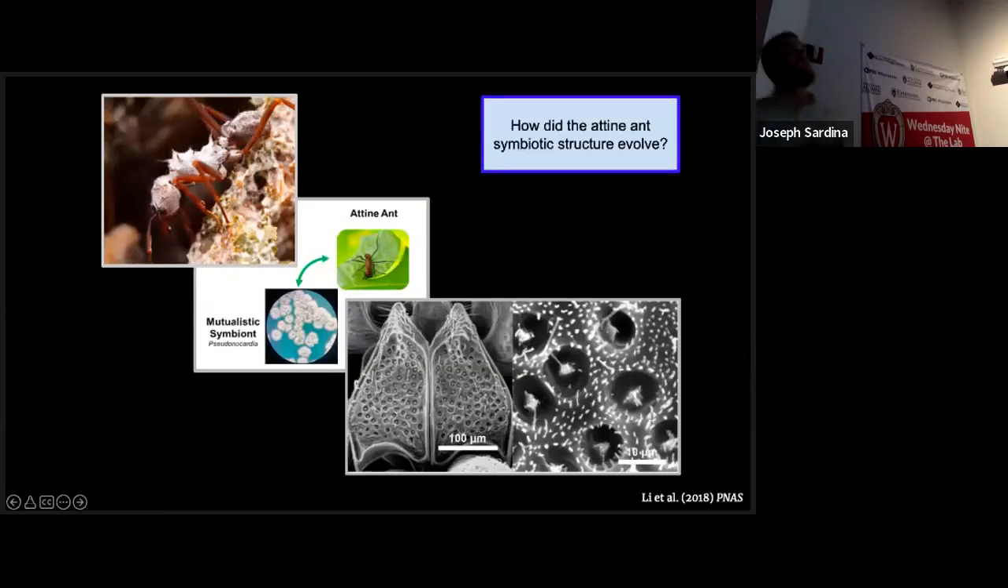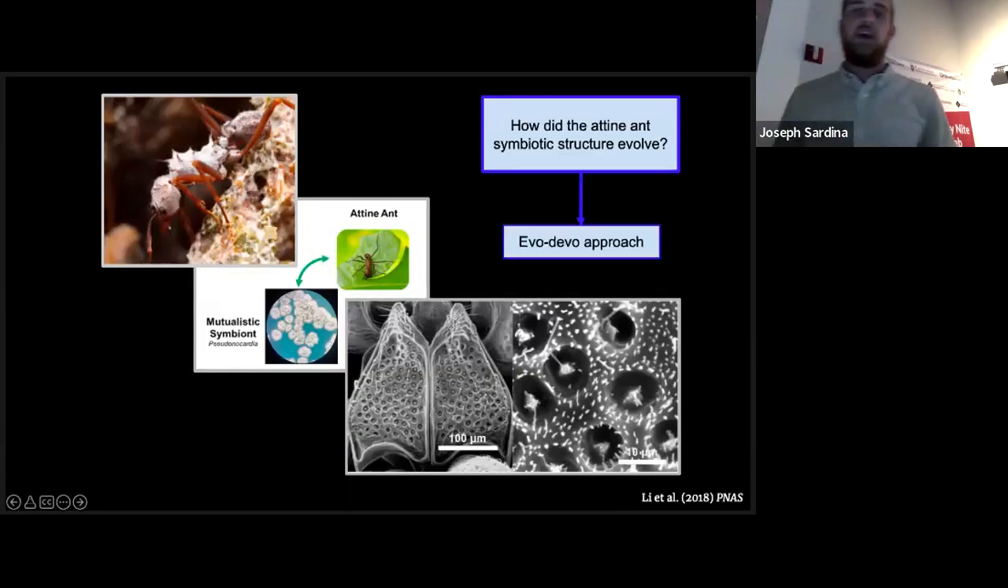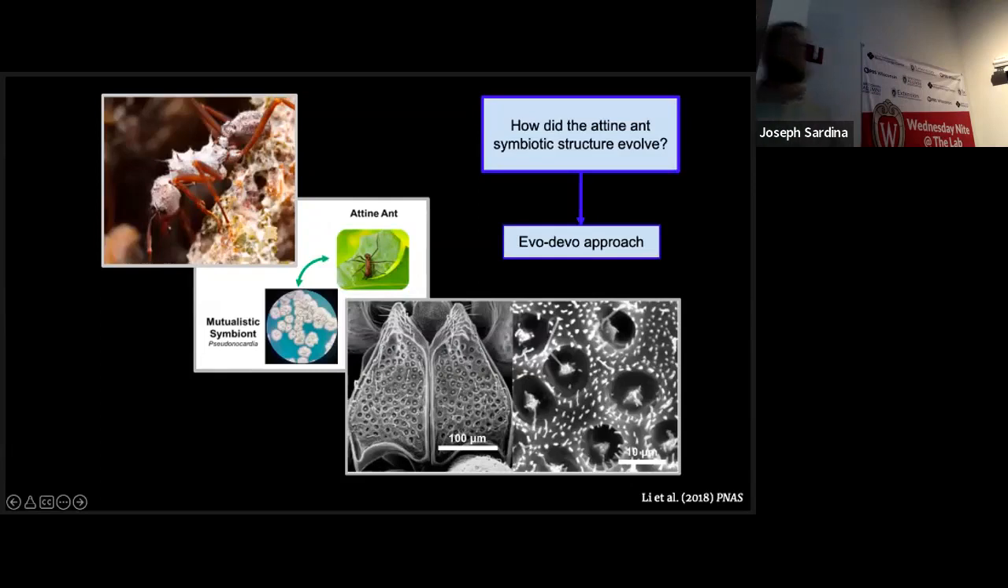So it's this symbiotic structure that I focus on for my research, and particularly try to answer this question of how did the attine ant symbiotic structure evolve, and what sort of evolutionary mechanisms were at play in the evolution of this structure. And to try to answer this question, I've been taking an Evo-Devo approach, Evo-Devo meaning evolutionary developmental biology.